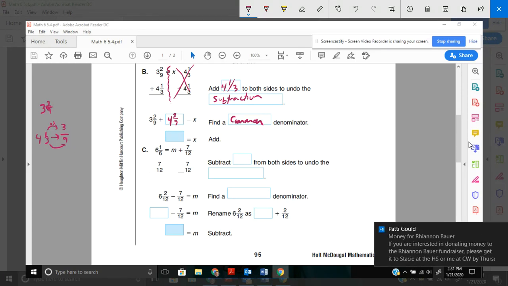Sorry if that is popping up on your screen as well, but hopefully that'll go away.